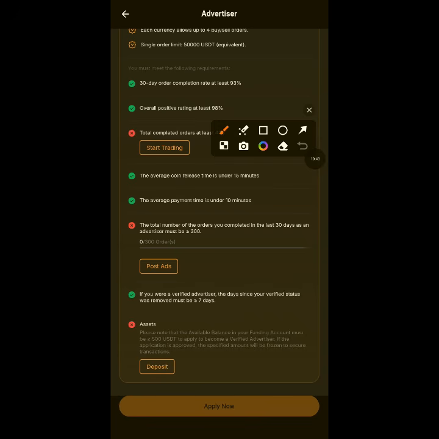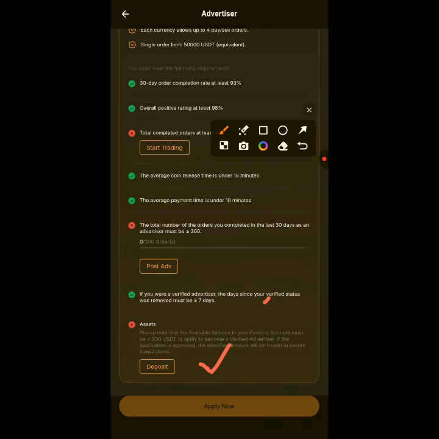I'm going to scroll down, and the remaining requirement is that you must have at least 500 USDT as your security deposit, your collateral. The other one was 200 times 500, which is fair. You must have been a verified advertiser, and the days since your verified status was removed must be less than 7 days. This one is going to be green for most people.